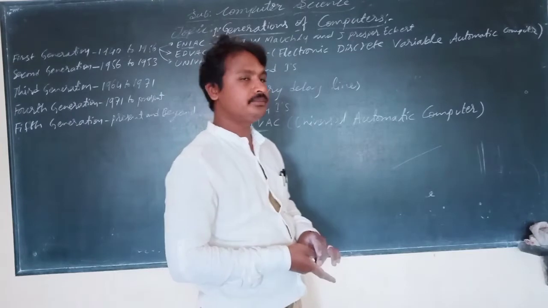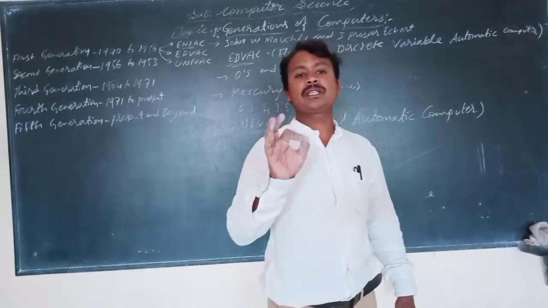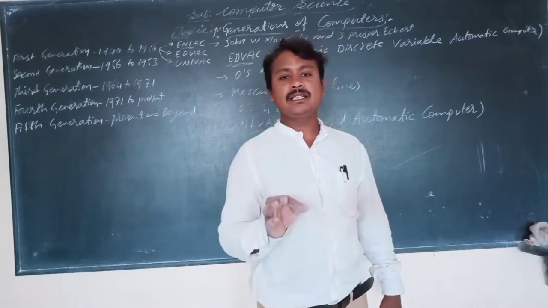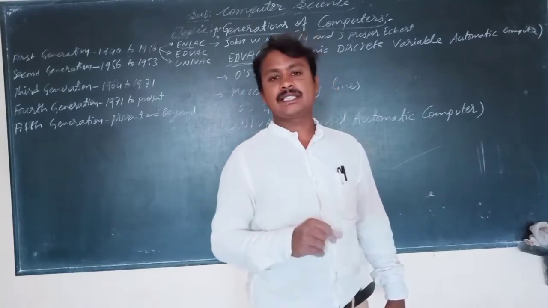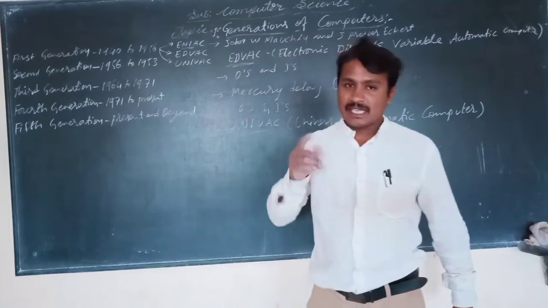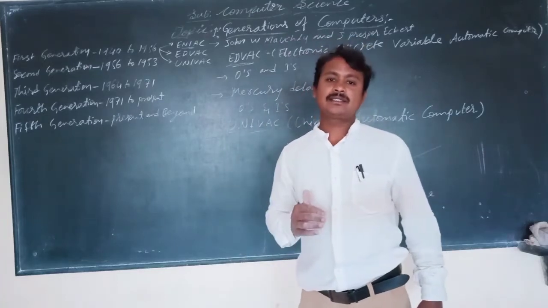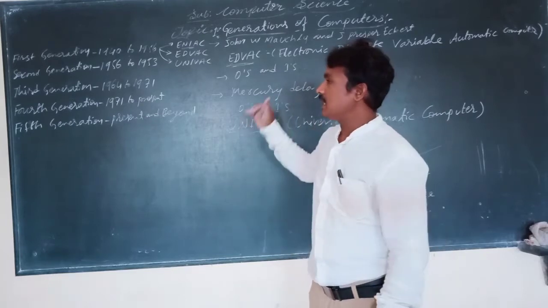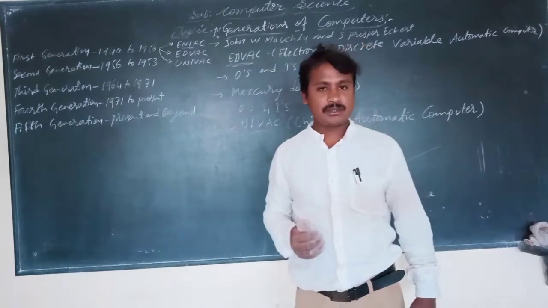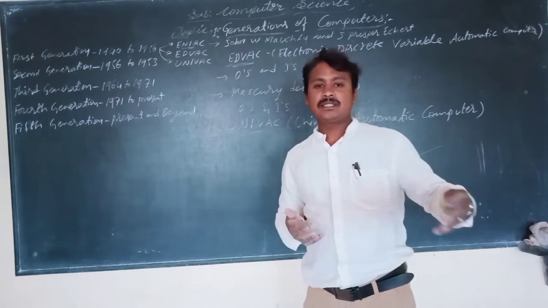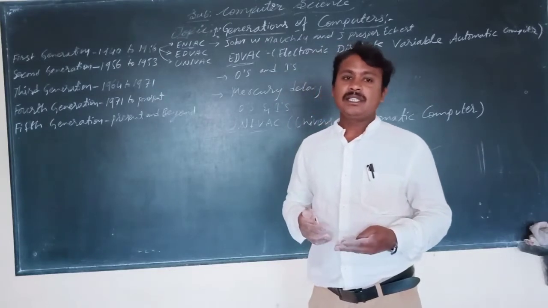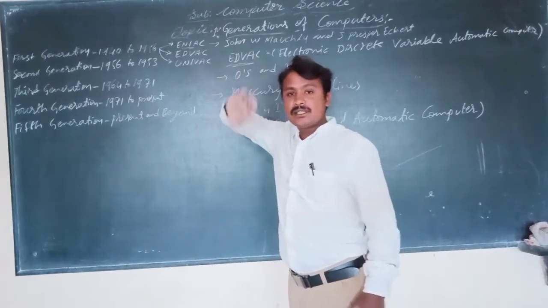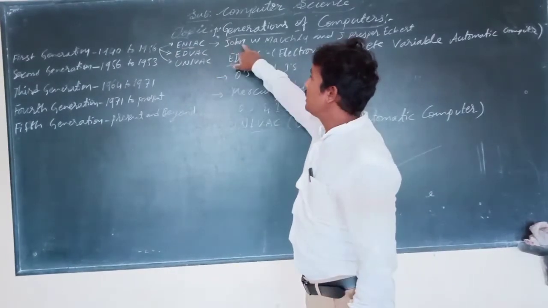Among these, the important thing is they may ask, explain the characteristics of first generation computers. If they ask for the characteristics, on such an occasion you have to write all the characteristics of first generation computers which I have explained now. Understood everybody? If they ask the characteristics of ENIAC, then you have to write the characteristics of ENIAC.